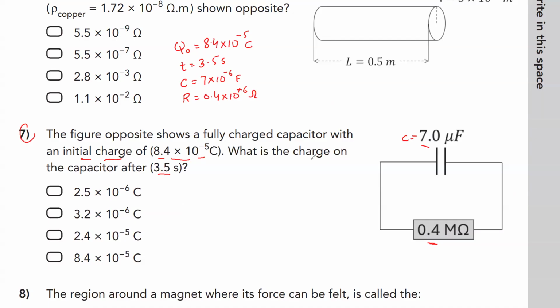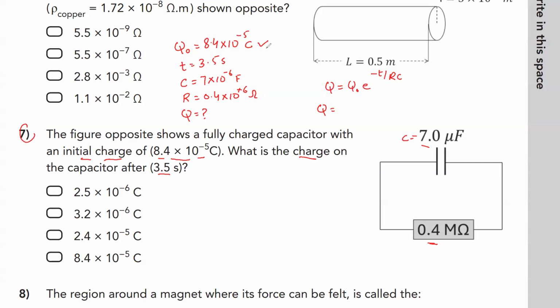He is asking what is the value of charge. So the value of charge here is Q, and you have to find it. Now how to solve this question? Whenever you look at the formula sheet of this topic, you see one formula given: Q = Q0 e^(-t/RC). So we just have to put in the values and find Q.